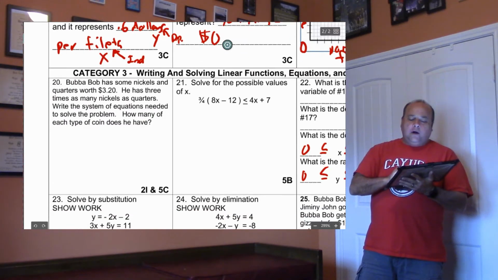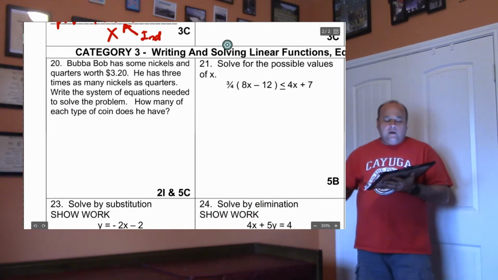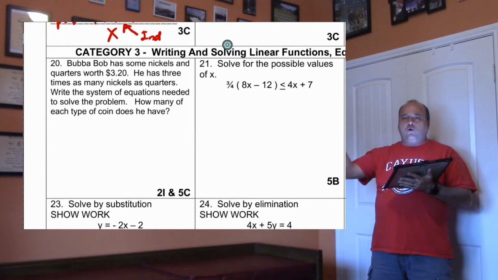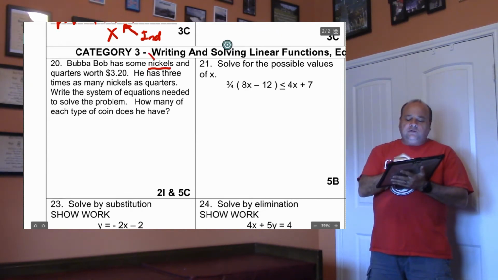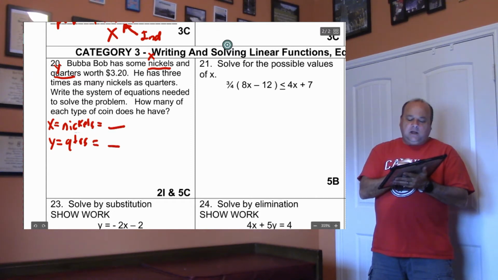Let's go to number 20. We have nickels and quarters, so this is a coin problem. Nickels is going to be x, quarters is going to be y, and I'm going to write that down right here. X equals nickels, let me spell it right. Y equals quarters, and I'm going to abbreviate.